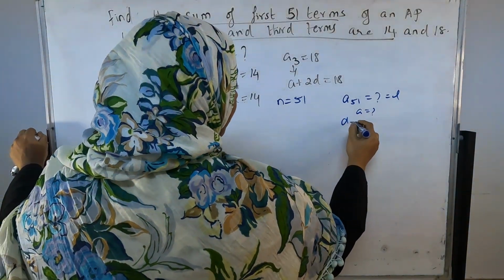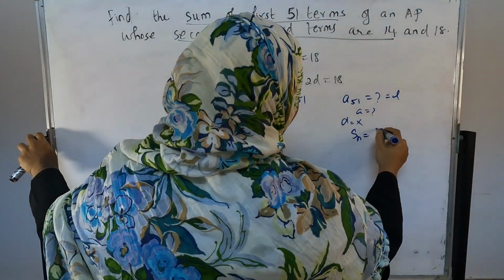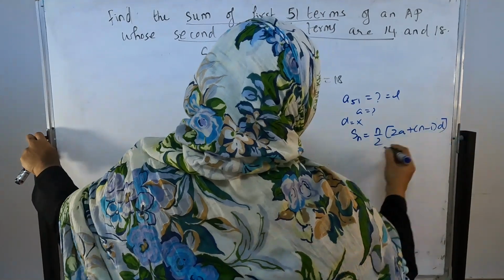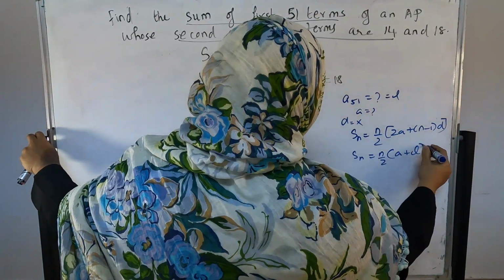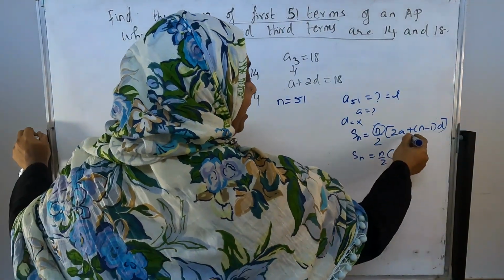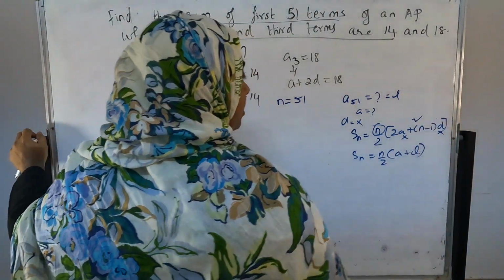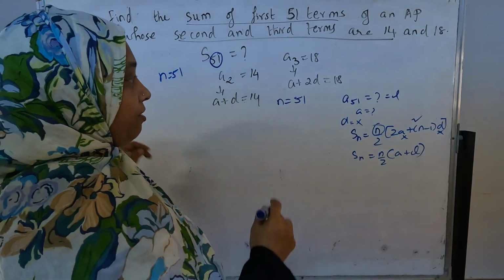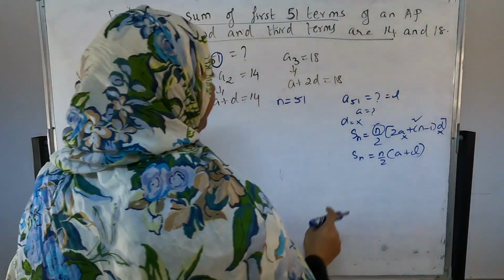And d is also not. Because in both the formulas, Sn is equal to n by 2 into 2a plus n minus 1 into d, and the other formula, n by 2 into a plus l, all the quantities are missing; only n we are having. a is not there, d is not there, only n value is there, n as 51. So first our duty is to find at least one of these, d or a.